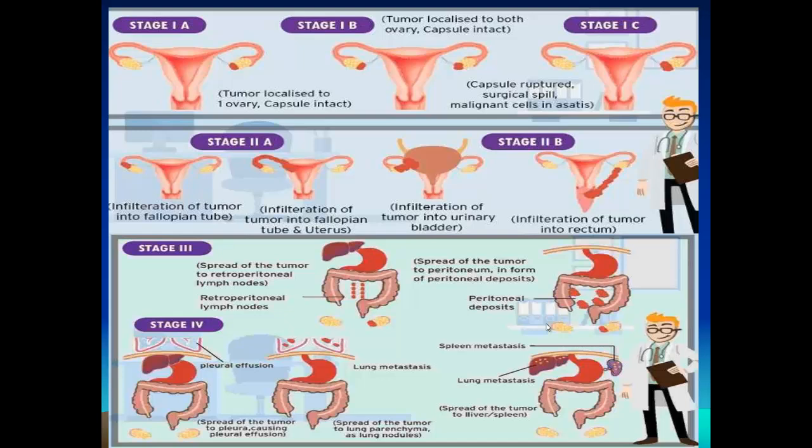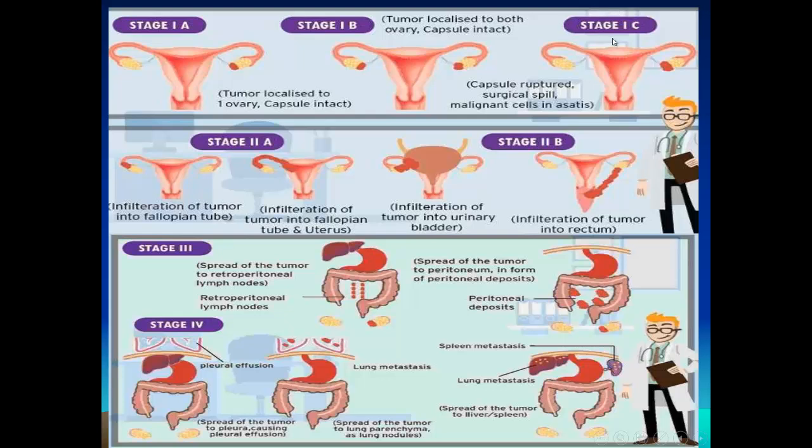And we must all know the staging of ovarian malignant lesions: stage 1A, stage 1B, stage 1C. For the ovarian, any spread to the surrounding structures is considered stage 2. Even if it is attached to the urinary bladder or to the vagina or to the rectum, it's still stage 2, not like the uterine lesions, the endometrial and cervical. So this is very important.